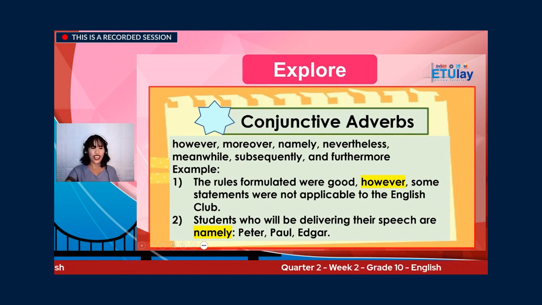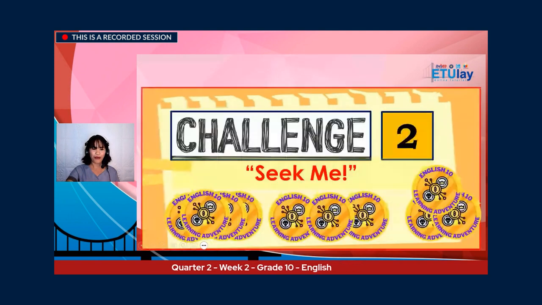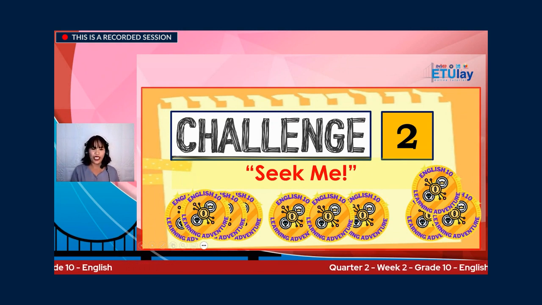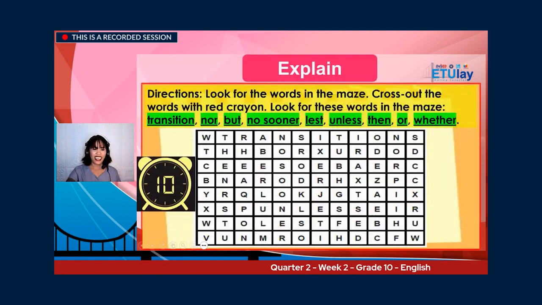I hope you are ready for our challenge number 2. Dear wanderers, please ready your modules because you are going to seek the conjunctions. Let's start. Directions: look for the words in the maze. I hope you can see the maze clearly. You're going to cross out the words with a red crayon. Wanderers, please ready your red crayon so that you can follow.